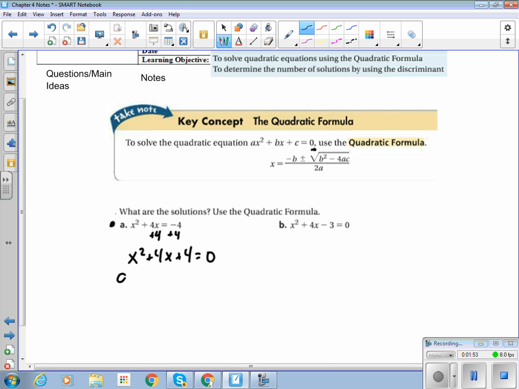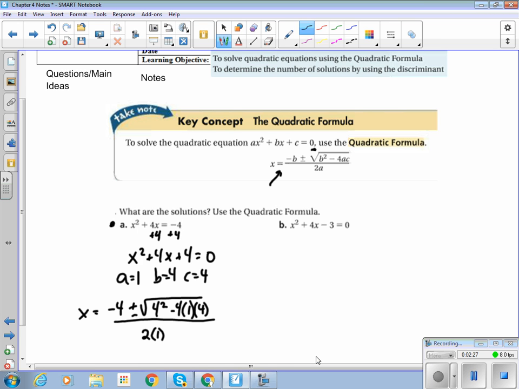So A is 1, B is 4, and C is 4. So I'm going to plug that into this equation. So x is equal to negative b plus or minus the square root of b squared minus 4 times a times c, all divided by 2 times a. The hardest part about this is simplifying everything down.